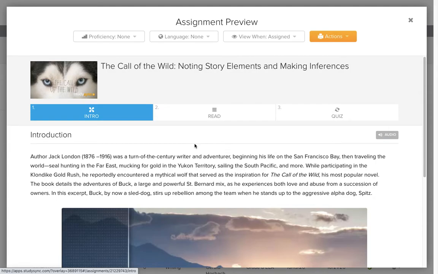As you're looking for those story elements, remember they oftentimes help us to try to make a mental picture of where did the character live? Why did the character act the way that he or she did? So your assignment for today is complete The Call of the Wild, noting story elements and making inferences questions. Listen to the story first, then go back and reread in order to make your selections. That is today, Friday's assignment.